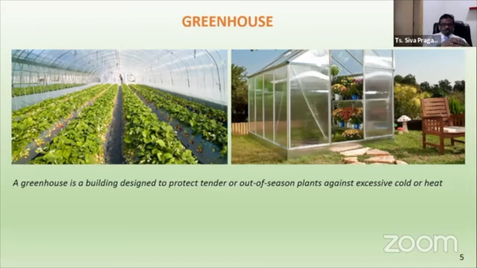Absorbing heat radiation before it escapes is very, very important for both greenhouses and the Earth's atmosphere. So we will see about the Earth's atmosphere in the subsequent slides. So in short, this is what we mean by greenhouse. The effect created by the greenhouse is what we call the greenhouse effect.